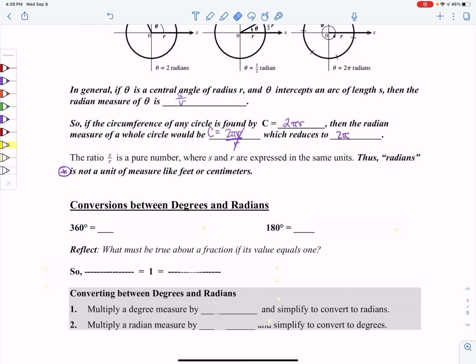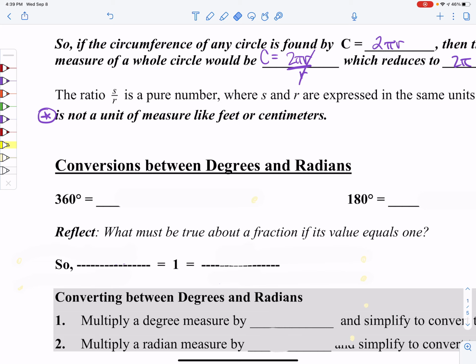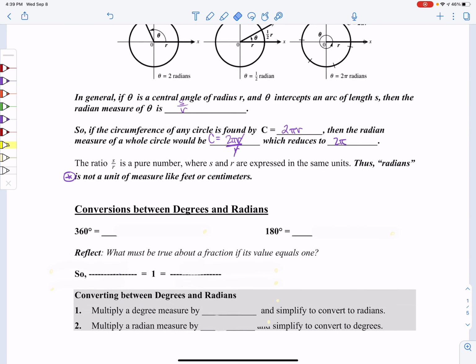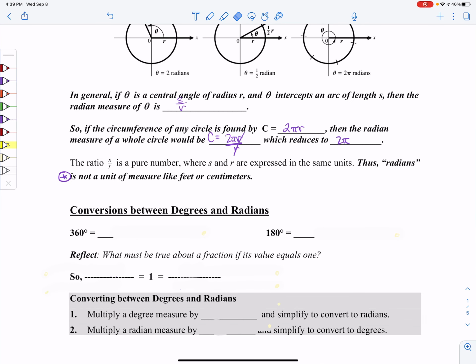Think about the discussion we had in section 5.1 about going around the whole entire circle. We know that's 360 degrees. Now we also know that a whole entire circumference in radians is 2 pi. So 360 degrees is the same thing as 2 pi radians. If you divide both sides of that equation by 2, you get 180 degrees is equal to pi radians.